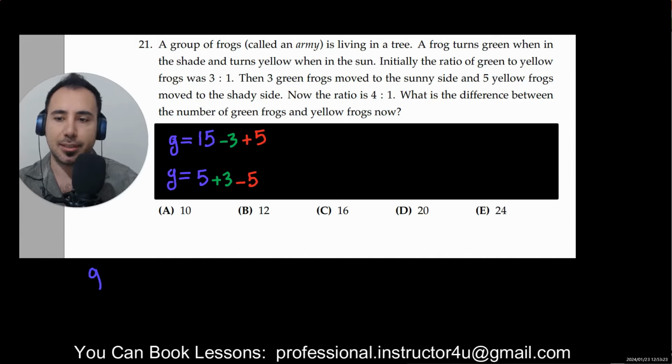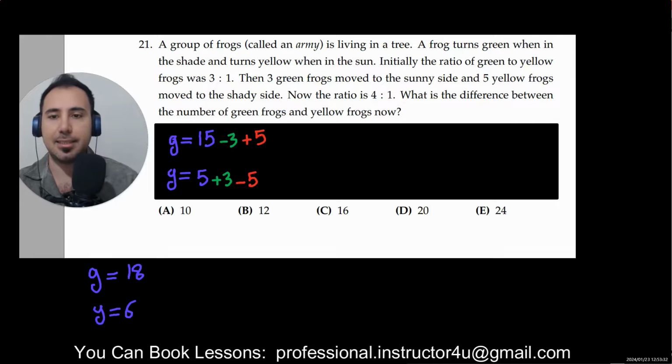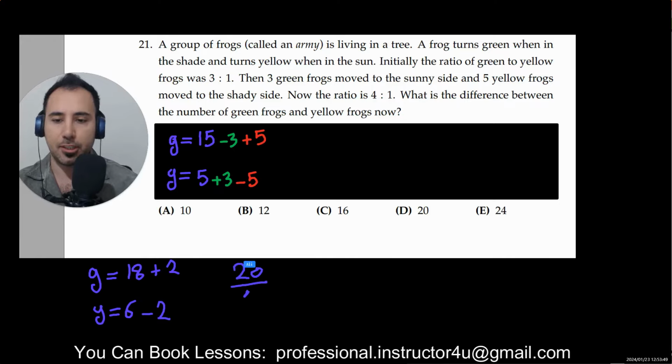Now, if yellow is 6, then G will be 3 times more. This will be 18. And you see now, because we're so much faster, this is the same as plus 2, and this is the same as minus 2. So let's do that: this one plus 2, this one minus 2. It's going to be 20 over 4. What is the ratio? The ratio will be 5. We want 4. This is 5.